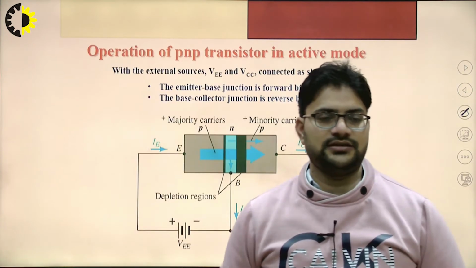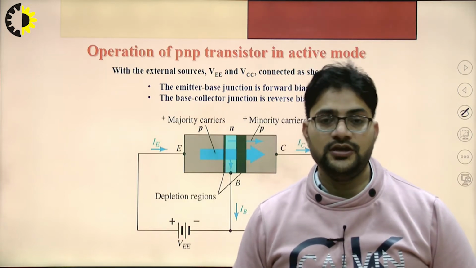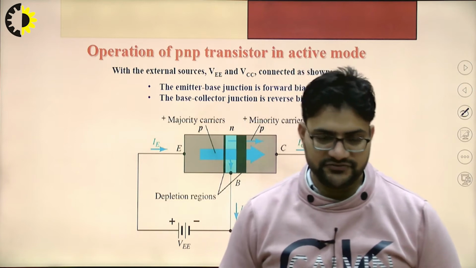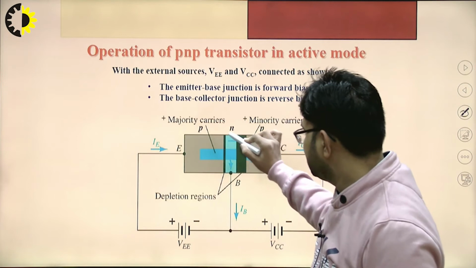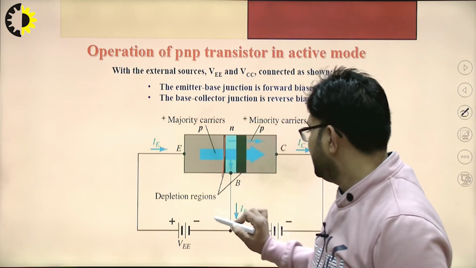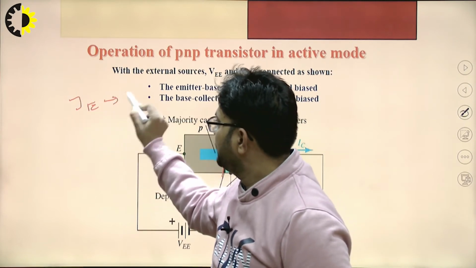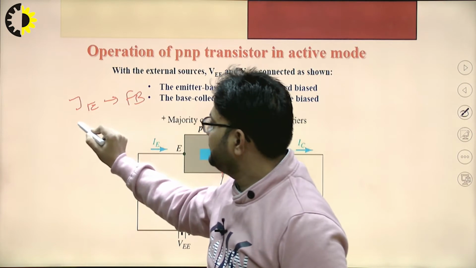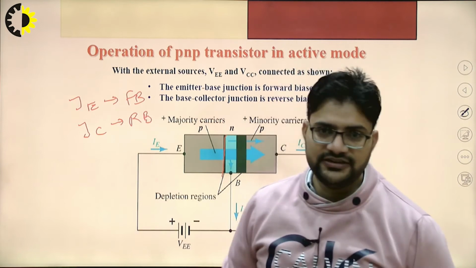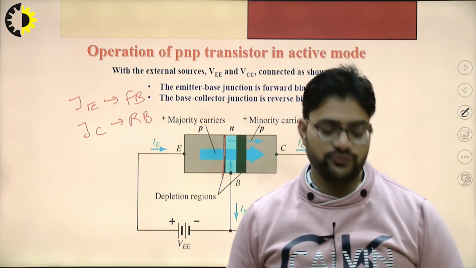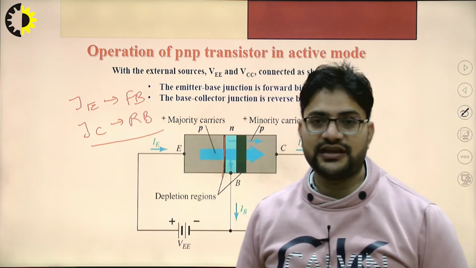So next is the operation of a transistor in the active mode. In the previous video lecture, we discussed this emitter base junction. If I say this junction is the emitter base junction, then the emitter base junction is forward bias, and the collector base junction, that is JC, is reverse bias. This is the condition to be satisfied for the transistor to work in the active mode.